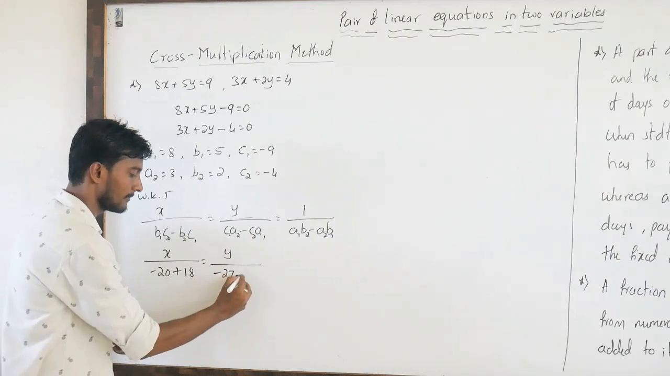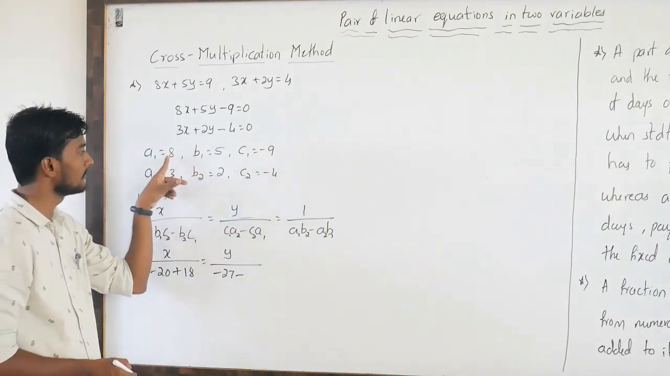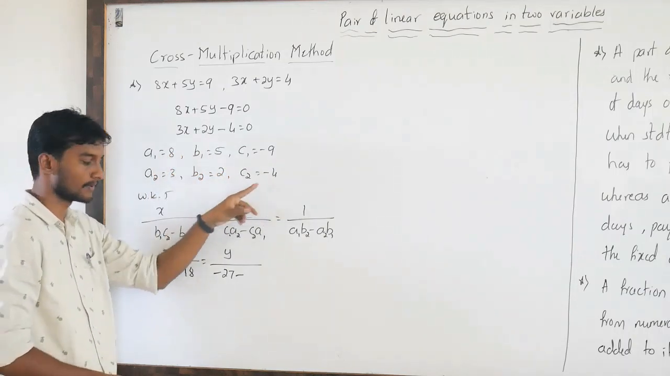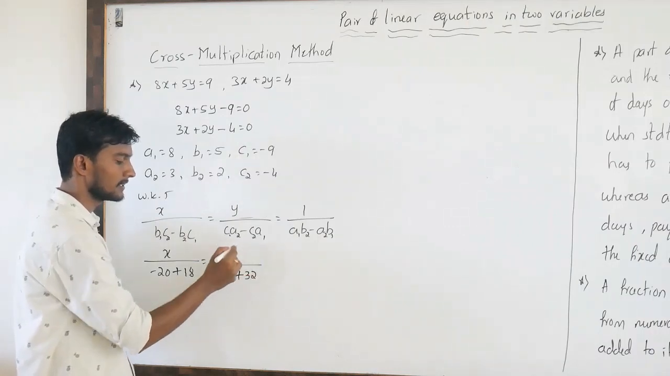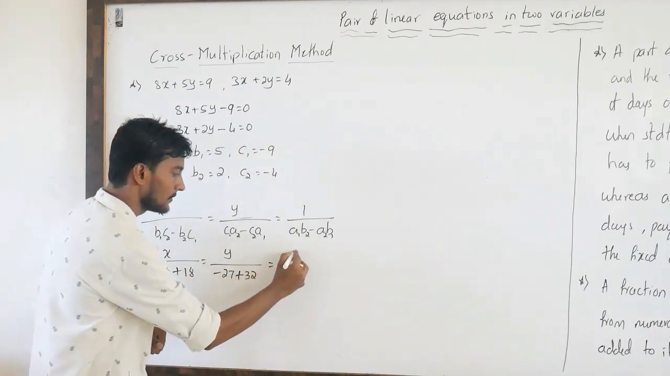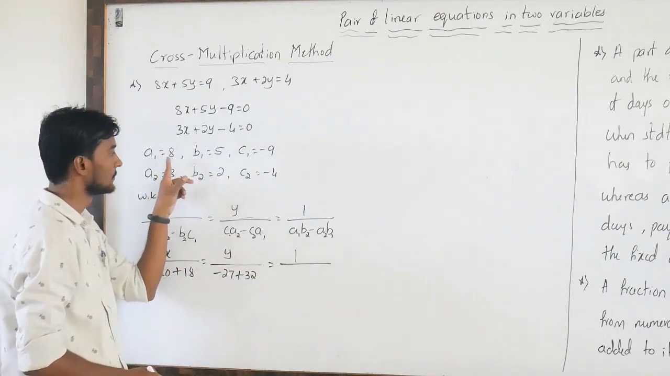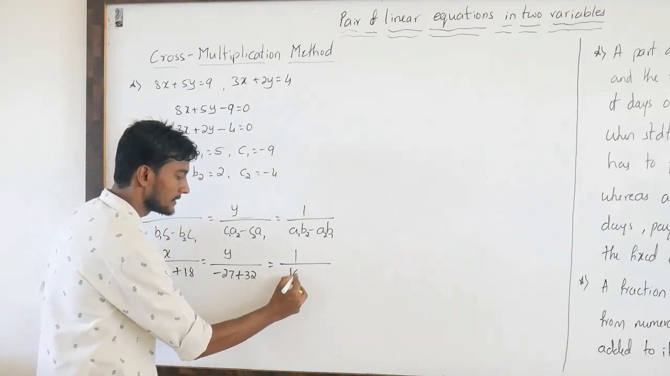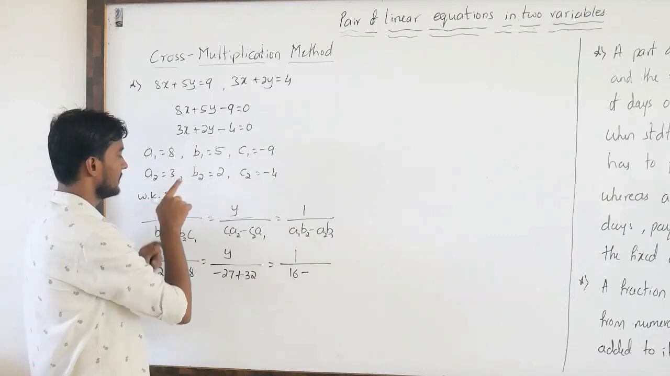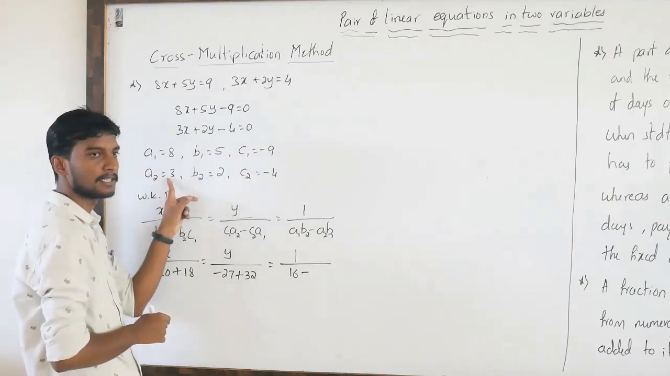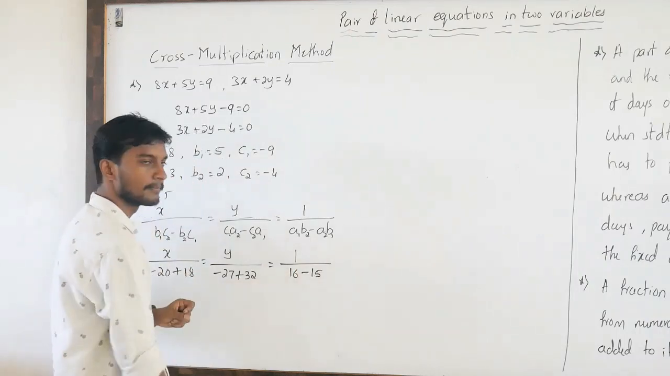And in the formula we are having minus c2 a1. c2 value is minus 4, a1 value is 8. 8 into minus 4, it is minus 32, and we are having minus here, so it becomes plus 32. This is equal to 1 divided by a1 b2. a1 value is 8, b2 value is 2. 8 twos are 16, and in the formula we are having minus, put that minus sign. a2 b1, a2 value is 3, b1 value is 5, 3 into 5, it is 15.